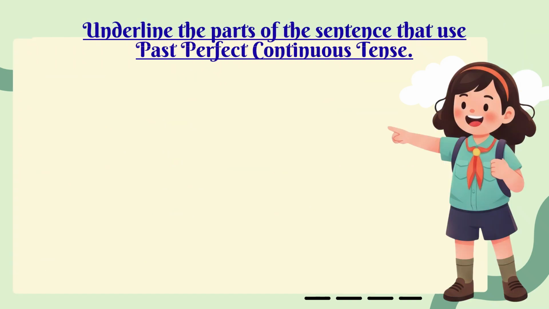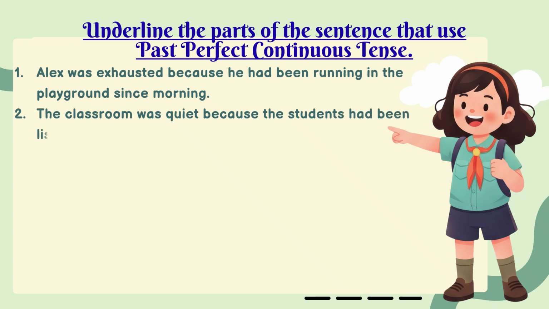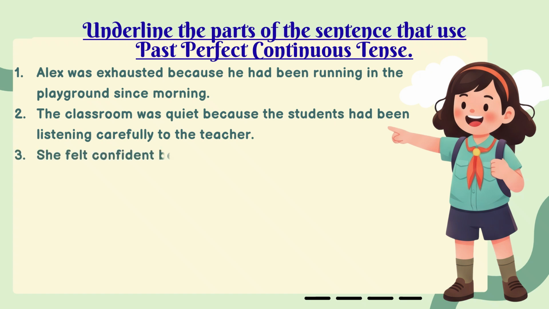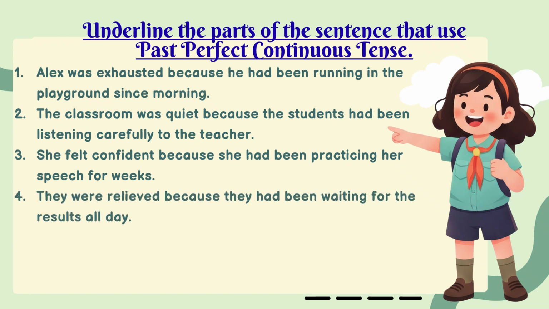Underline the parts of the sentence that use the past perfect continuous tense. Number 1 is, Alex was exhausted because he had been running in the playground since morning. Number 2, the classroom was quiet because the student had been listening carefully to the teacher. She felt confident because she had been practicing her speech for weeks. They were relieved because they had been waiting for the result all day.